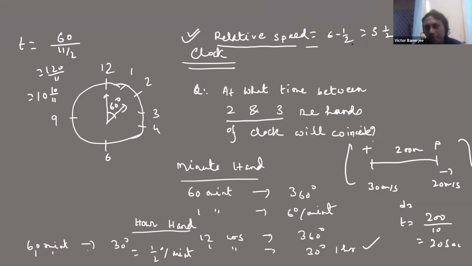Yes, sir, taken. Okay. Now, first you solve a question, then I'll explain the next concept. Suppose the question is, at what time between 7 and 8 the two hands of clock will coincide? Solve this and tell me. At what time between 7 and 8 the two hands of clock will coincide?